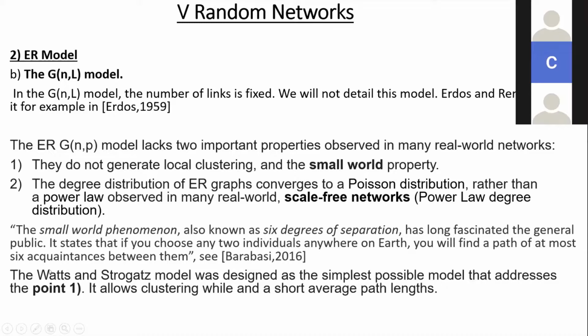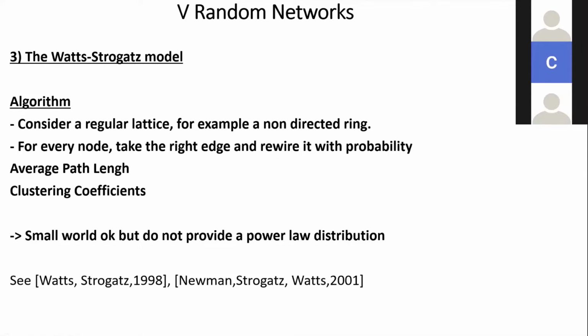So Watts and Strogatz provided a model to construct a network which satisfies the small world property. What's this algorithm? You consider a regular lattice, for example, an undirected ring. I will make a picture of that, if I can find that. For example, let's consider a ring with nodes.